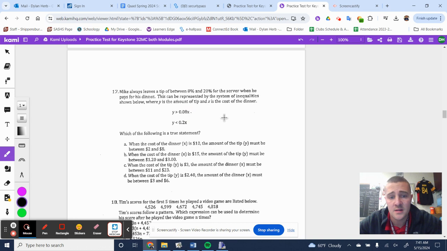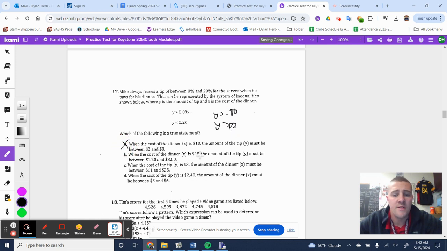We can plug a 10 in here. If I plug a 10 in there for X, I get that Y is greater than 8% of 10, which would be 80 cents. If I plug a 10 in here, 20% of 10 would be $2. So if the meal costs $10, the tip would have to be between 80 cents and $2, not $2 and $8. That's way too much.